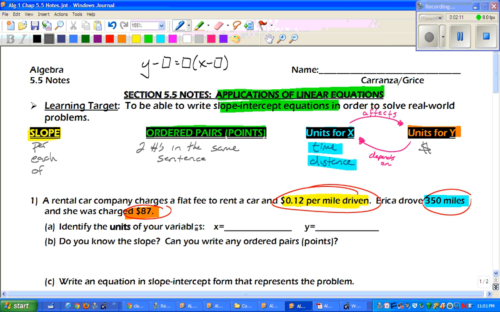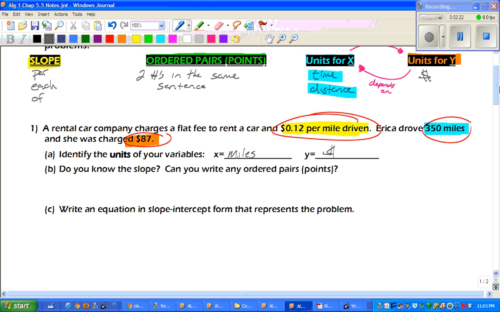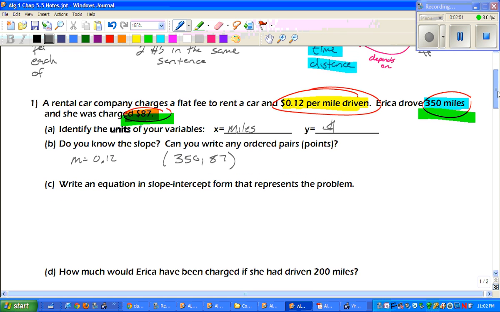So let's identify variables. For x, that's going to be miles, and the y is going to be dollars. Do you know what the slope is? Well, yeah, the slope right there, it's per. The slope is 0.12. Ordered pairs are numbers that are in the same sentence, and if you look, the 350 and the 87, that's in the same sentence. So we know that the x is 350 and then the 87. All right, so write an equation in slope-intercept form.